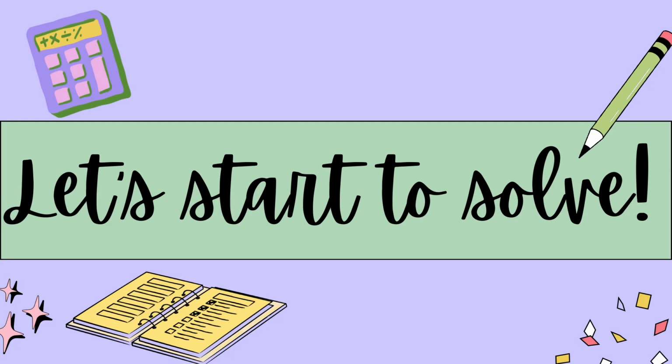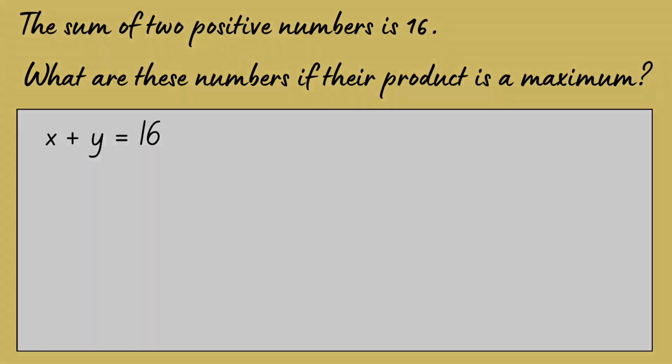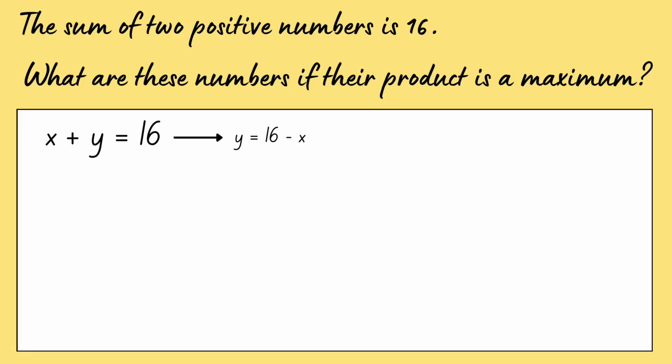Let's start to solve problem number 1. The sum of two positive numbers is 16. What are these numbers if their product is a maximum? Let x be one of the two positive numbers and let y be the other. Solving x plus y equals 16, it becomes y equals 16 minus x. Product is equal to x times y. Substitute the value of y: x times 16 minus x. X times 16 is equal to 16x, and x times negative x is equal to negative x squared.